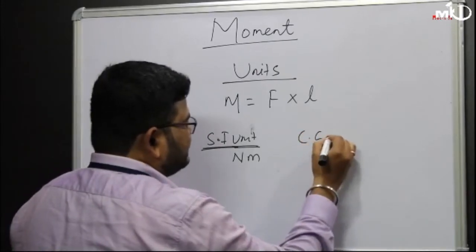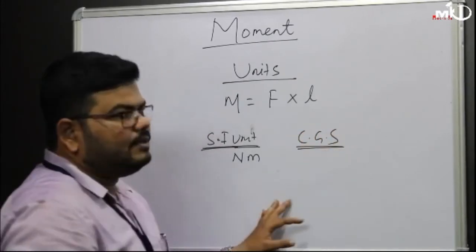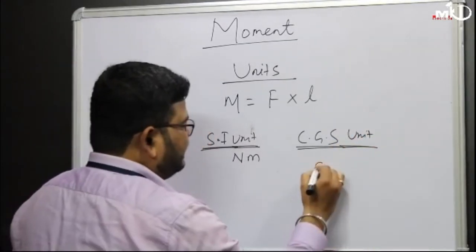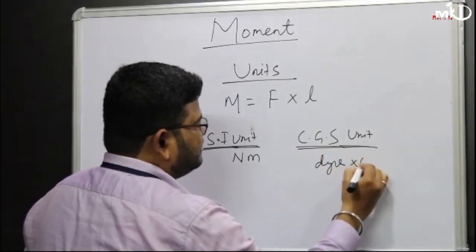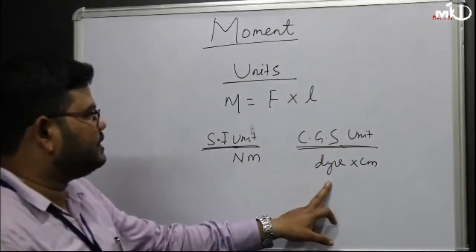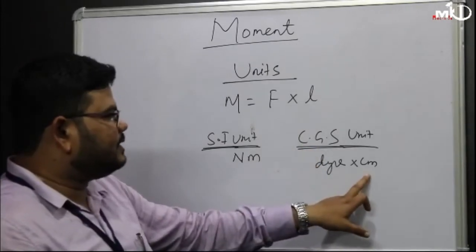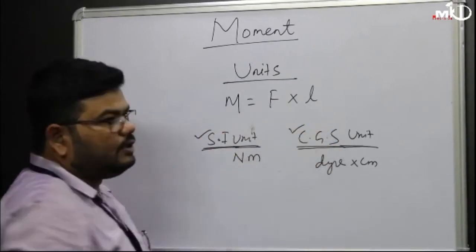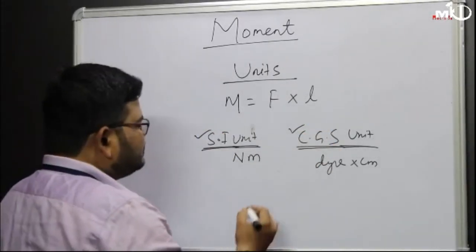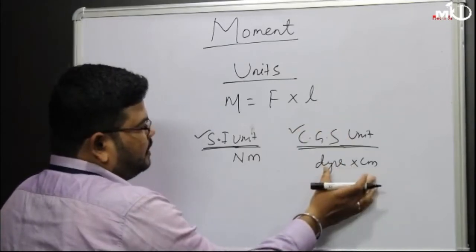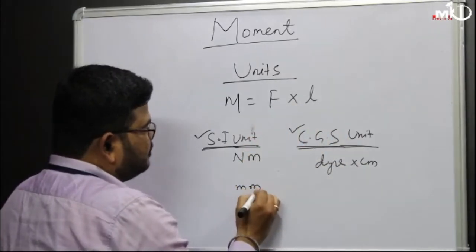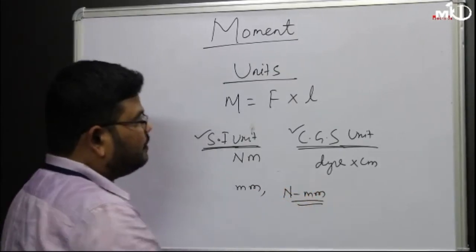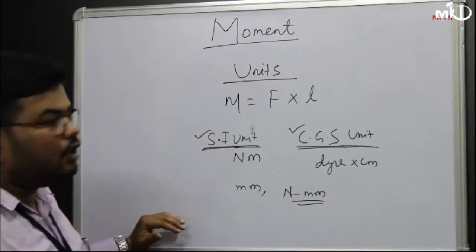And in CGS, that means centimeter, gram and second unit, the unit of moment will be dyne into centimeter. Dyne is the unit of force in CGS and centimeter is the unit of length in CGS. So these two are the units that you are going to use in moment. Also, in some cases, the distance is given in millimeter. So in that case, the unit will be Newton millimeter. Okay. Now this is about the unit of moment.